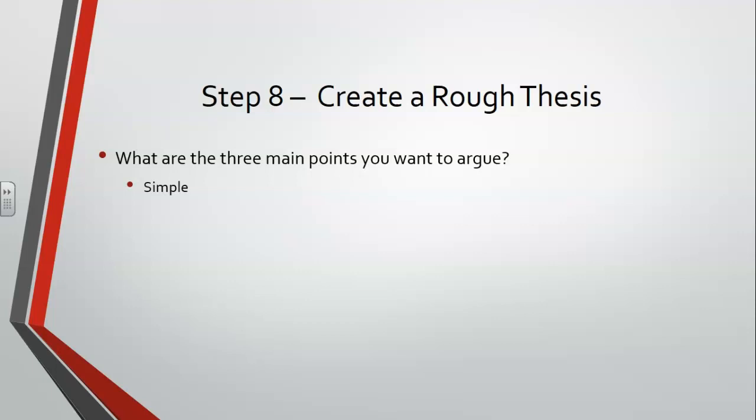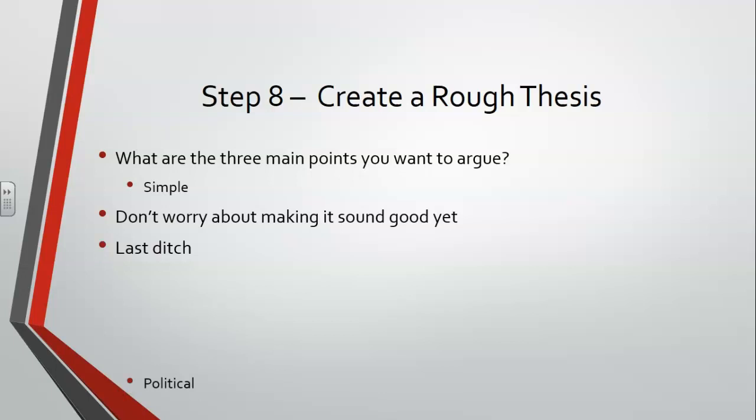What are the 3 main points you want to argue? Make this short and simple and to the point. We're going to talk about this, this, and this. Just jot it down right through there. At this point, don't worry about making it sound good. Simply worry about getting something written so you know where you're going to be taking this.